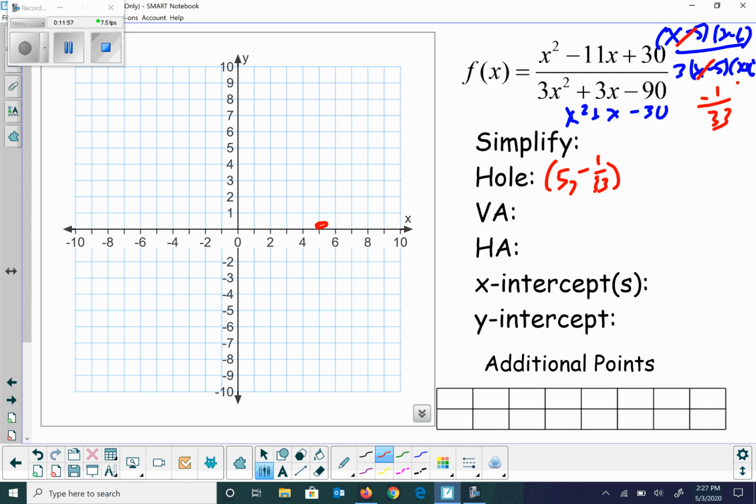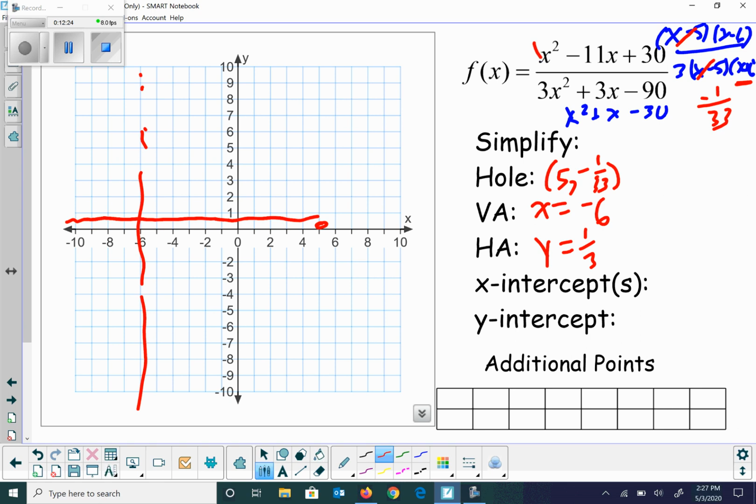Vertical asymptote. So we're going to take a look at this. That was x plus 6. So vertical asymptote is at x equals -6. Just double check my math. Did I do that right? Yeah, okay. And then my horizontal asymptote, the degree on top and the degree on bottom are the same. So I'm going to take my lead coefficient, so I get 1/3. So 1/3, it's like barely up above here. And my x-intercept, I'm going to wind up with 6. Is that right? 6, 0.